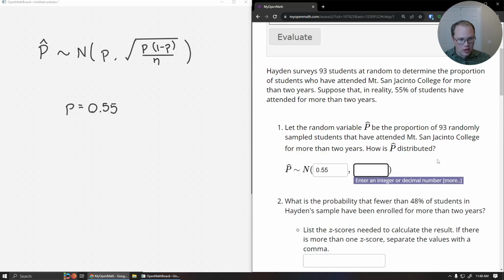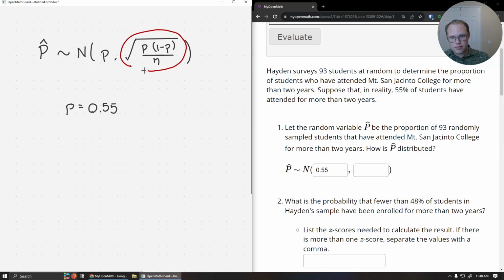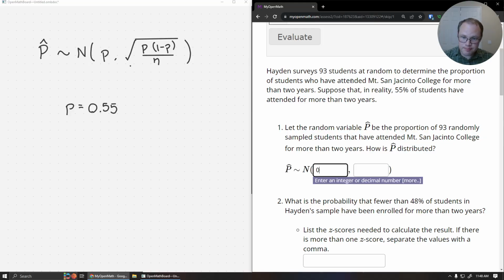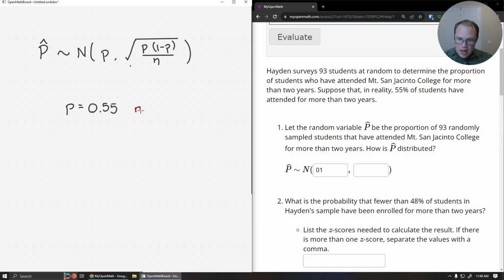Now to find the second quantity, that's going to be our standard error. We are going to use this formula here. Okay. Now for this, we will need n. We already have the p, but we need n. And we know from the problem statement that we're surveying or sampling 93 students. That's our sample size. So n equals 93. So put those together, and our standard error is going to be 0.55 times 1 minus 0.55 over 93.